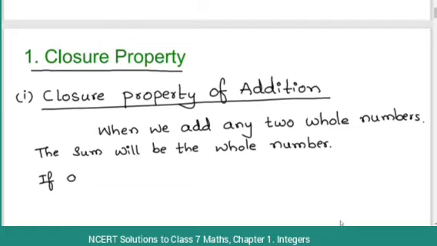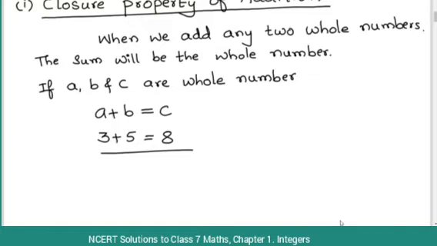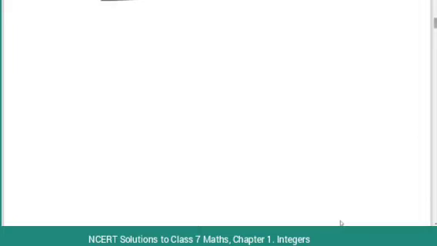If A, B and C are integers or whole numbers, then A plus B is equal to C. 3 plus 5 is equal to 8. So whenever you add two integers 3 and 5, you will get another integer. This is the closure property of addition.